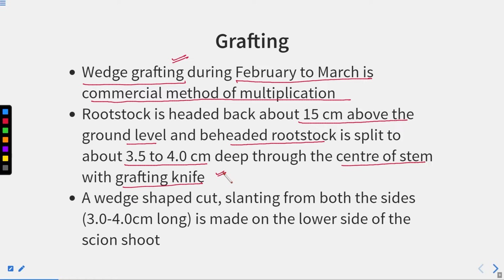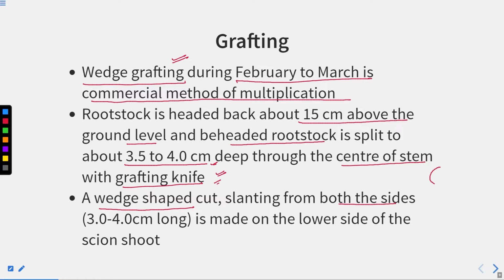So you are having the rootstock in your nursery. Now at the height of 15 centimeter from the ground, you can split the stem, that is 3.5 to 4 centimeter deep, for the grafting with the help of a grafting knife. Now the wedge shaped cut slanting from both the sides.